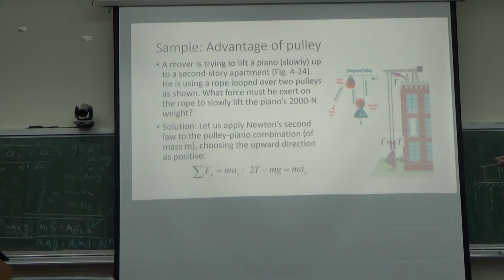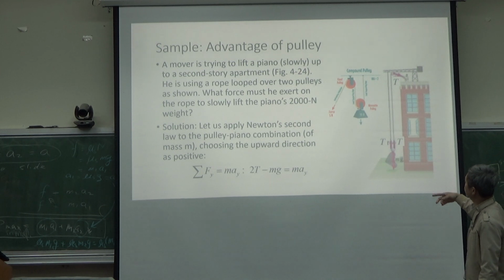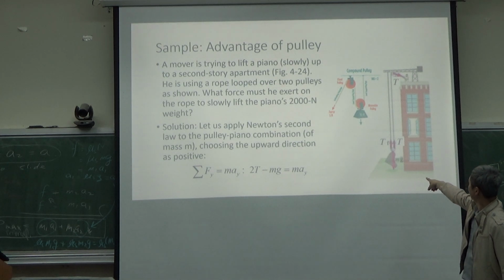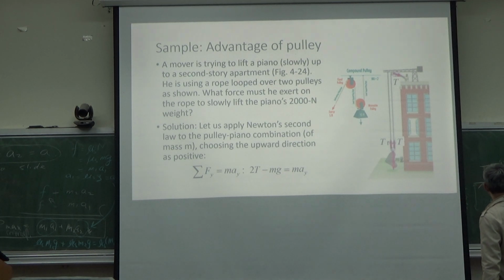Take for example this compound pulley. In this compound pulley, you have a fixed pulley on top to change the direction of the cable pull. And next, you have a movable pulley at the bottom to increase the pulling force acting against the weight. So in this case, how do you obtain the equation of motion?